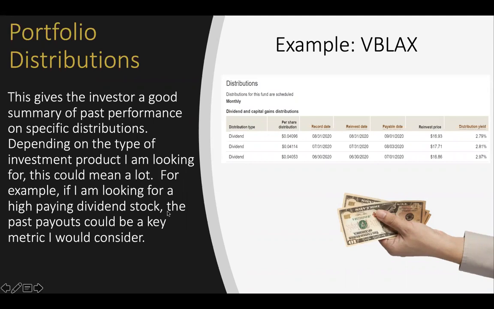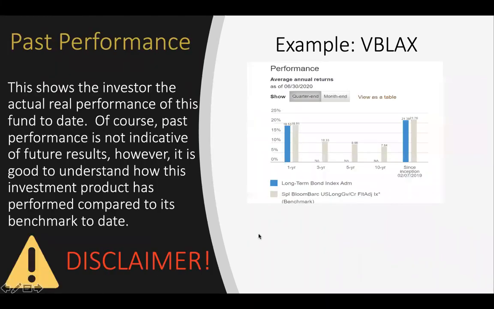And here I mentioned, for example, if I'm looking for a high paying dividend stock, the past payouts could be a key metric I would consider, obviously, but it's not everything. And that kind of leads us into this. I think the past performance is important. So as you see here, this is the past performance.